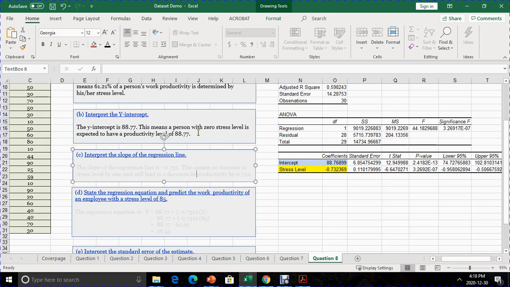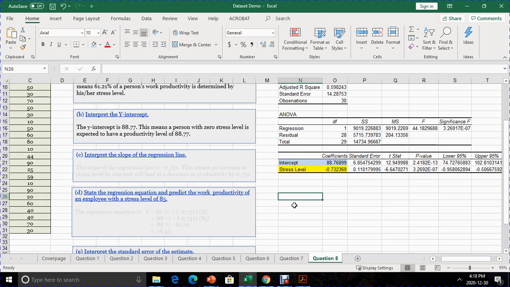This means a person with 0 stress level is expected to have a productivity level of 88.77. So that is the interpretation assigned to the Y-intercept. A Y-intercept looks at if X is 0, if your independent variable is 0, what is the value of your dependent variable, your dependent variable being Y. So that is essentially what the Y-intercept explains.